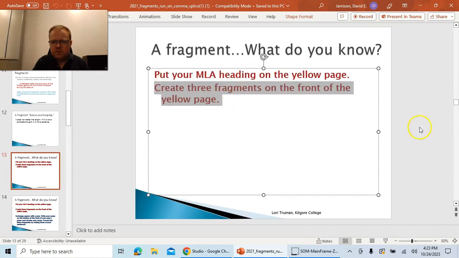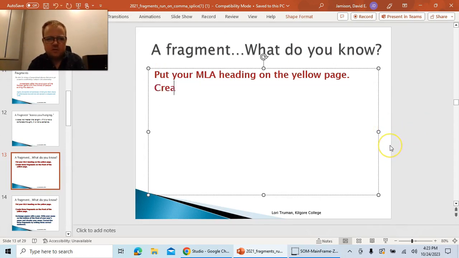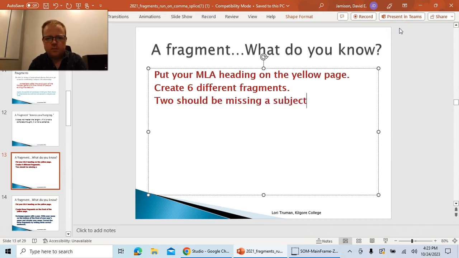Okay, so this gives you one set of instructions. I'm going to give you another set of instructions. Create 6 different fragments. Two of them should be missing a subject. Two should be missing a predicate, and 2 should just be incomplete thoughts.